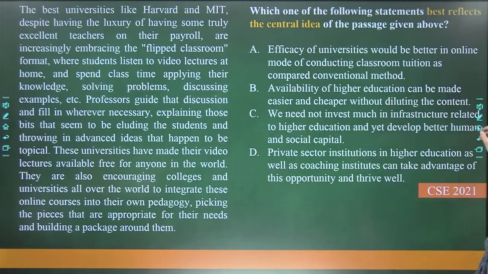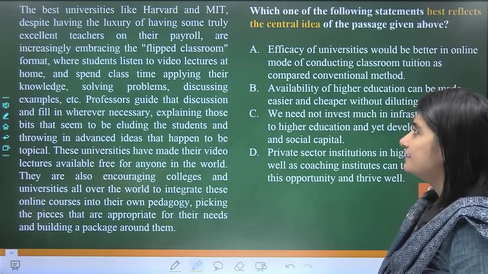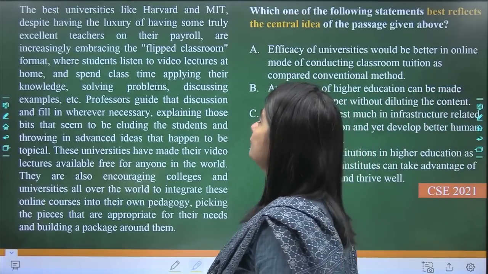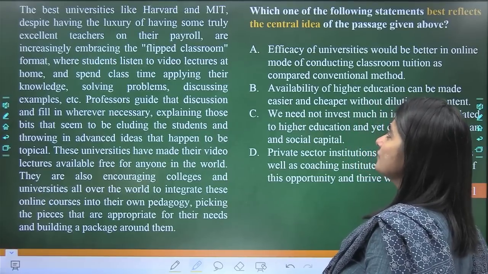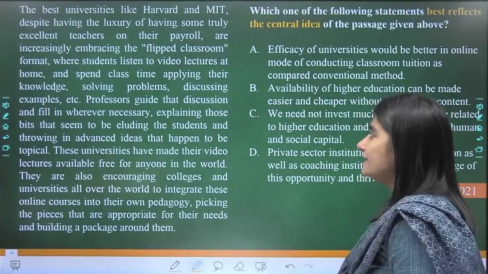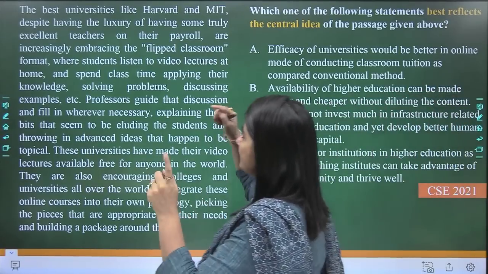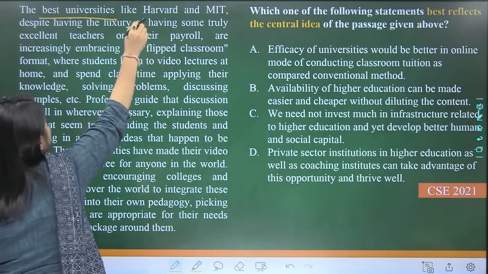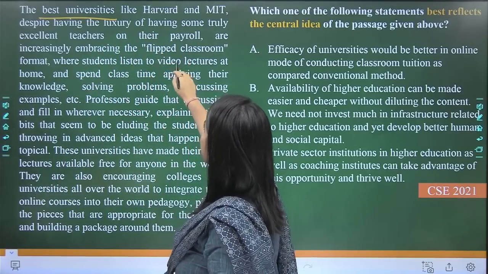Another PYQ from 2021. Again, best reflects the central idea. Again, we are finding the central idea. Let us look at the question. The best universities like Harvard and MIT, despite having the luxury of having some truly excellent teachers on their payroll, are increasingly embracing the flipped classroom format. So now we are talking about best universities. The names don't matter, okay? They have excellent teachers, but they are encouraging flipped classrooms.